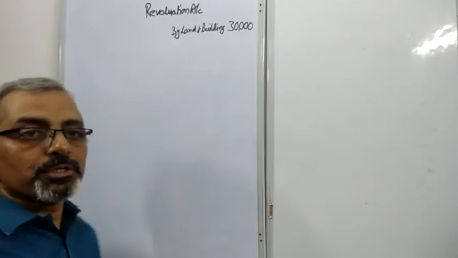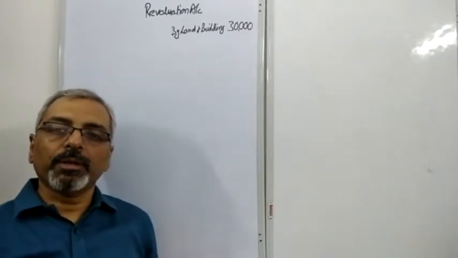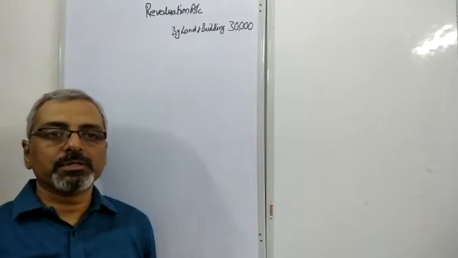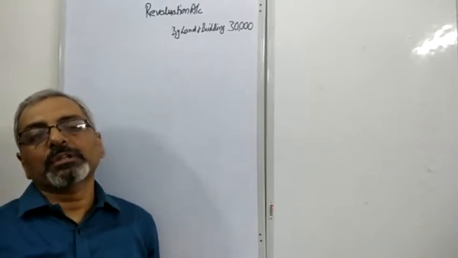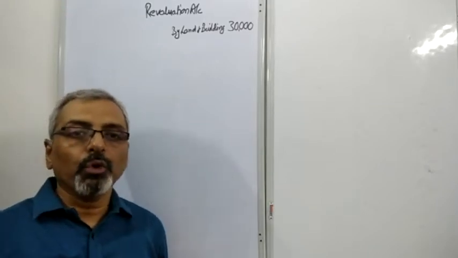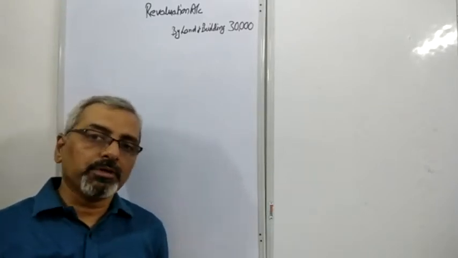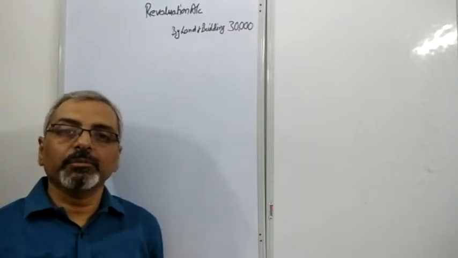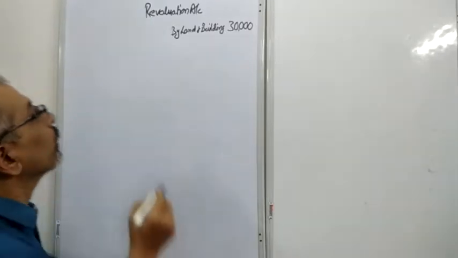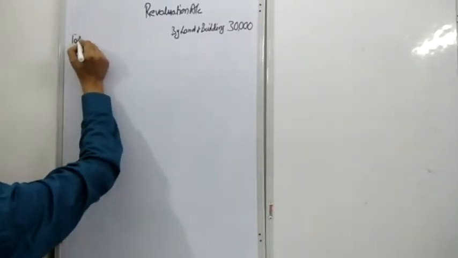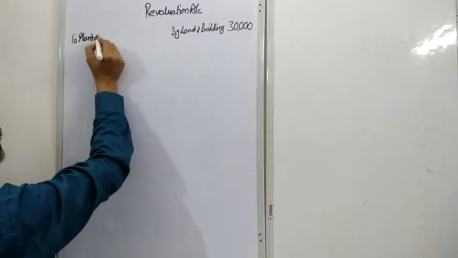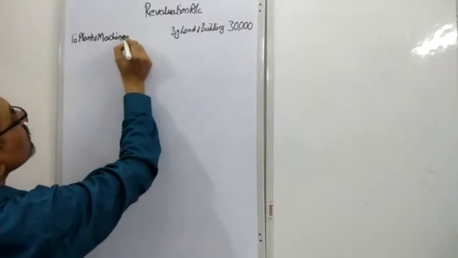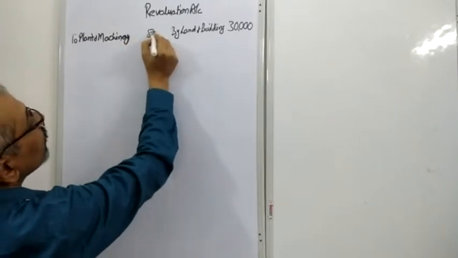The next information given to us is depreciate plant and machinery by 10%. So what is the value of plant and machinery given in the question? It is given as 80,000. 10% of that is 8,000. So it will come to the debit side because depreciation means reduction in the value, and if there is a reduction in the value of assets, it will come to the debit side of the revaluation account. So on the debit side we will write to plant and machinery, and the value of that is 8,000.